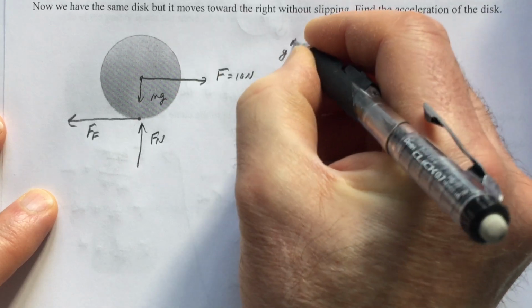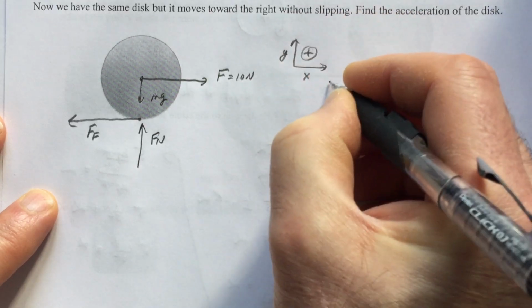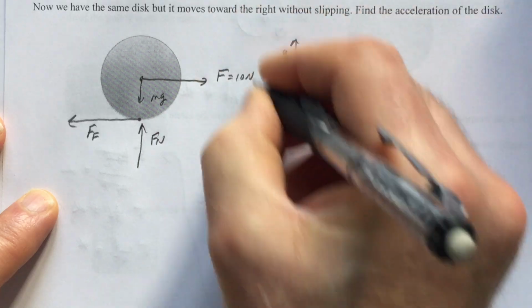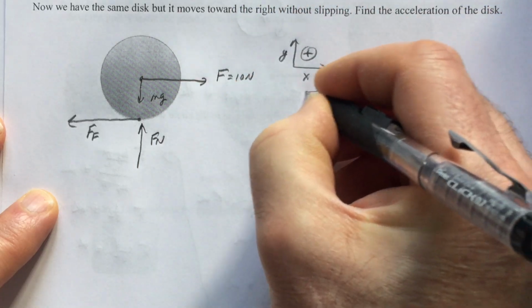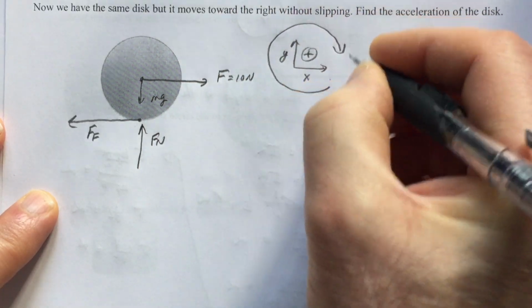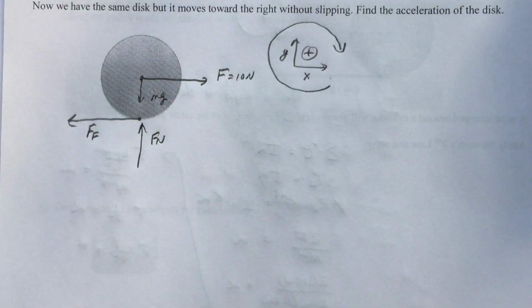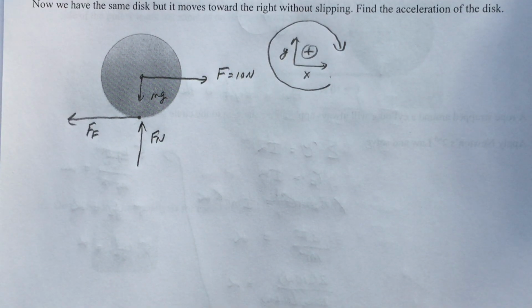There's my x, there's my y. I'm going to consider those positive. And because it's going to wind up turning in that direction, I'm going to consider that direction positive for my torque. Yeah, I know the convention's the other direction, but this just makes life a lot easier as we work this all the way through.